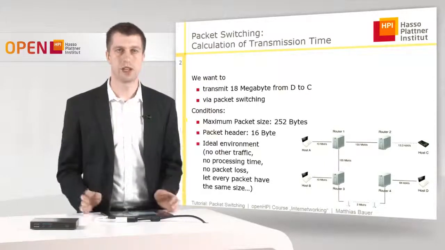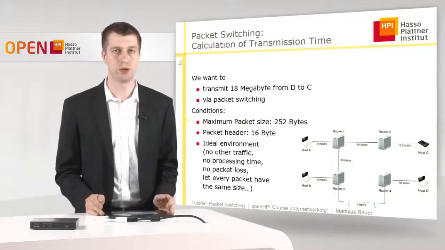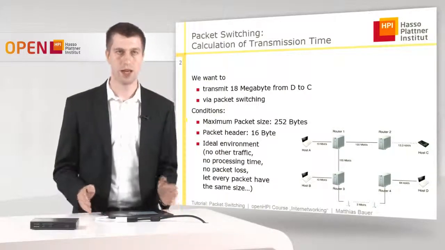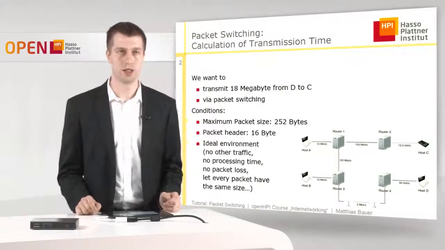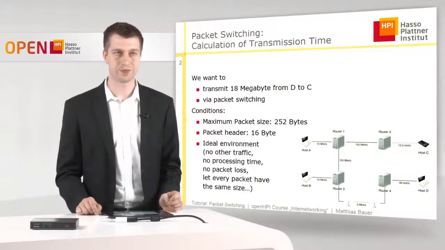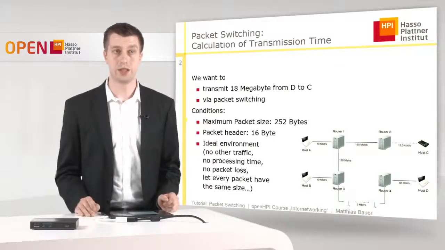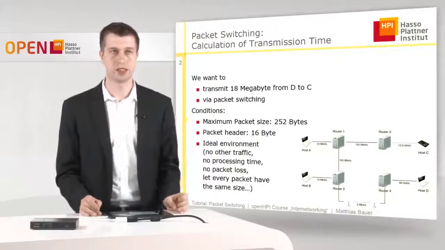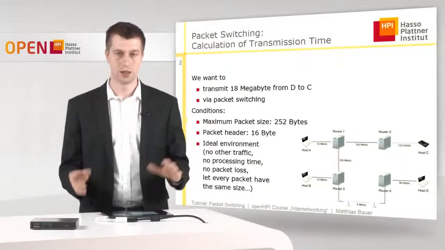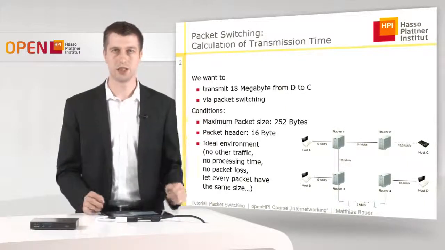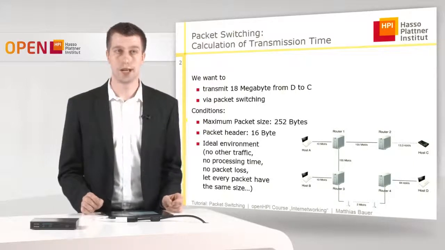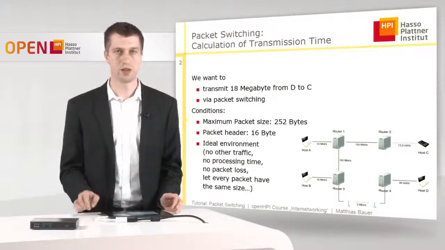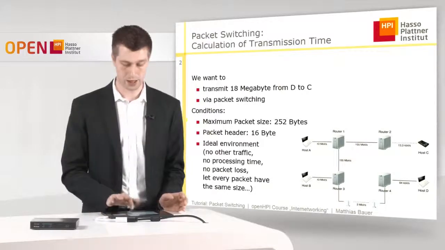So we want to define that the maximum packet size is 252 bytes per packet, including a packet header of 16 bytes, which means the payload, so the actual data that has to be transferred, is 236 bytes. And we want to make this example a little bit easier, so we defined that there is an ideal environment: there is no other traffic, there is no processing time at the router for receiving the packet and resending it to the next hop. We will have no packet loss and let every packet have the same size. So even the last packet, which probably might not be a full packet, but we will come to that later.